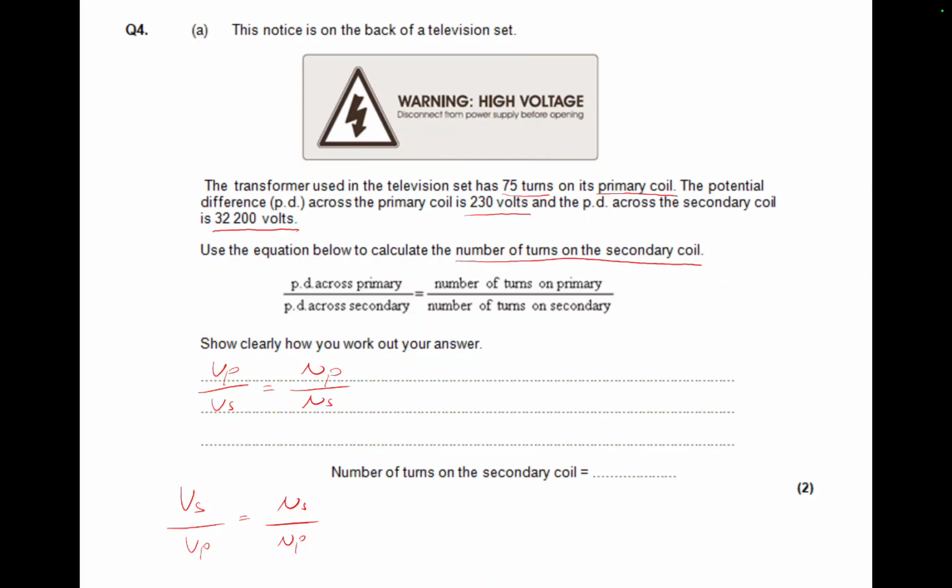So number of turns on the secondary coil, we just need to times through by Np. So voltage secondary times number of turns on primary divided by voltage primary gives us number of turns on secondary. Then we just need to put the numbers in. So voltage on the secondary, a whopping 32,200, multiplied by number of turns on primary, which is 75, divided by voltage primary, which is 230, which gives us 10,500 turns.